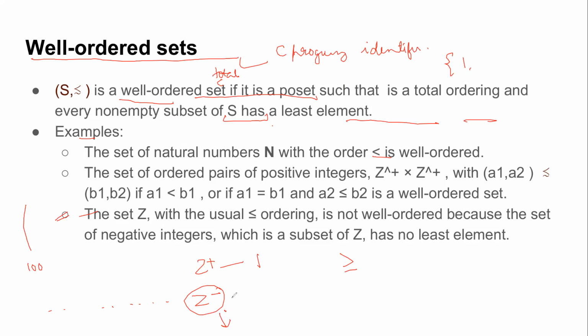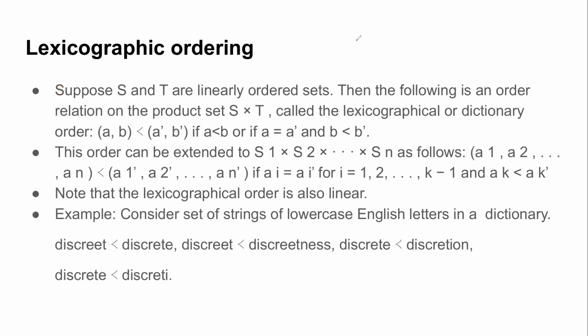You require at least one element on this. Normally for finite sets you will always have such kind of settings, right? But if you have infinite sets, there you can get into trouble and you may not have a least element. Is that clear? Okay, great. So, coming back to lexicographic ordering.